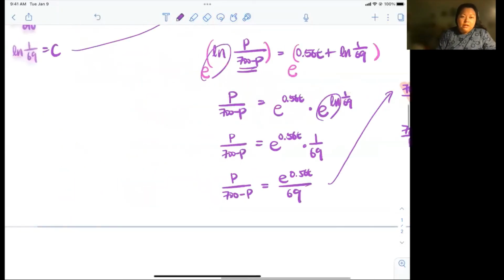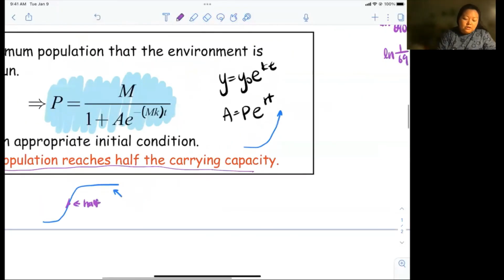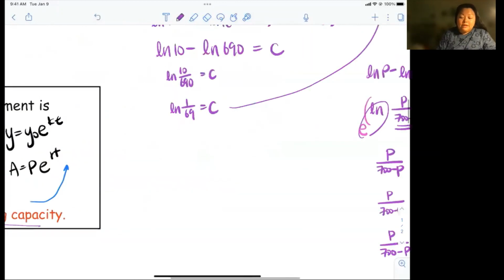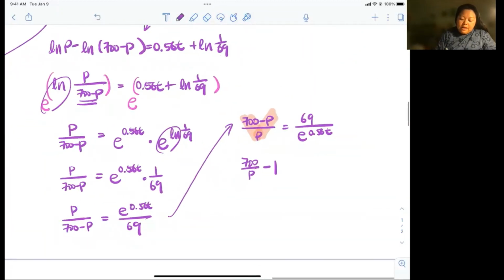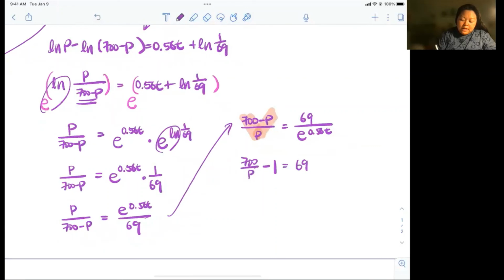Why do we need a 1? Look again, look over here. You see how there's a 1 here? I need the 1 somewhere, okay? And then on the right-hand side, I'm going to write it as 69 e to the negative 0.56t. That way I can move it up so it's not a fraction anymore, right? All right, so you're solving for p, we're almost there. We have a single p now.